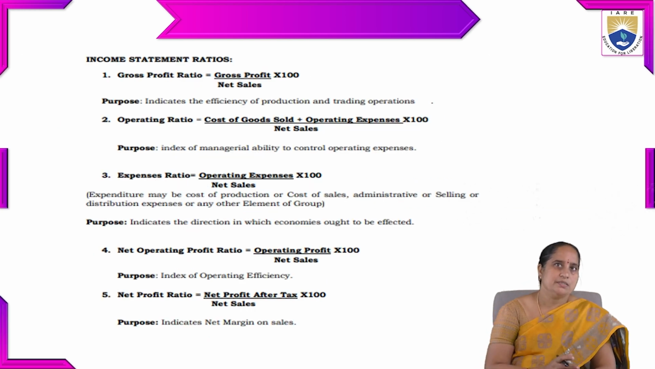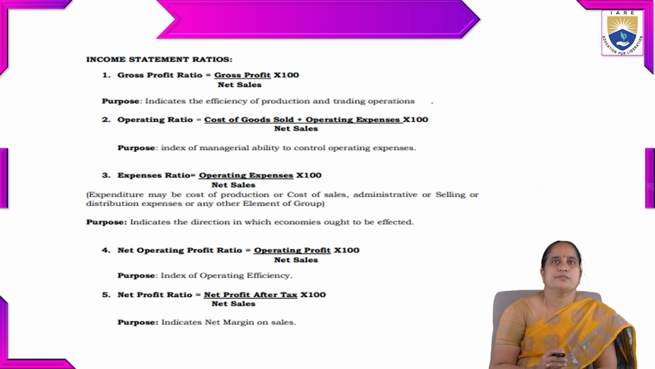The second category is income statement ratios, where we find out different types of income ratios like gross profit ratio, operating ratio, expense ratio, net operating profit ratio, net profit ratio, like that. So first one is gross profit ratio. The formula is gross profit divided by net sales into 100. The purpose of this is it indicates the efficiency of the production and trading operations.